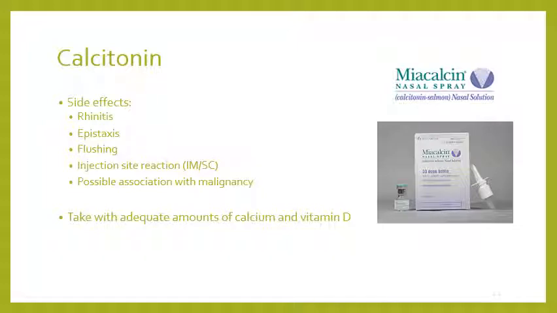Side effects of calcitonin depend on the route of administration. With the nasal spray, you can get rhinitis and epistaxis, and with the intramuscular or subcutaneous injection, you can get injection site reactions. Other possible side effects include flushing, and there is a possible association with malignancy. Patients on calcitonin also need to ensure that they're taking adequate amounts of calcium and vitamin D so that their calcium levels don't drop too low.